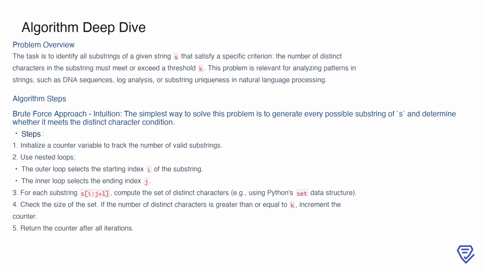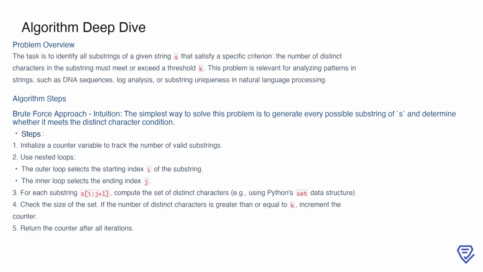The problem we are tackling is to identify all substrings within a given string that meet a specific condition. They must contain at least a certain number of distinct characters, denoted as k. This is a common challenge in areas like DNA sequence analysis, where distinct patterns are critical, or in log analysis, where unique tokens might convey meaning.